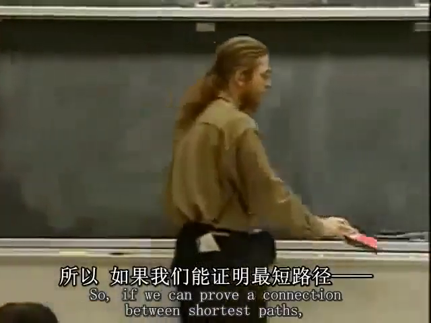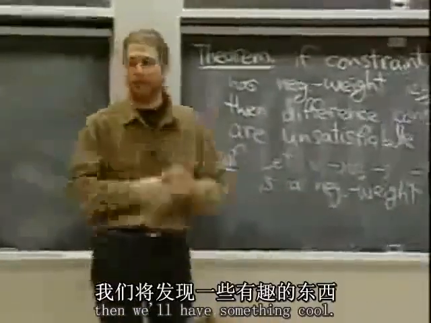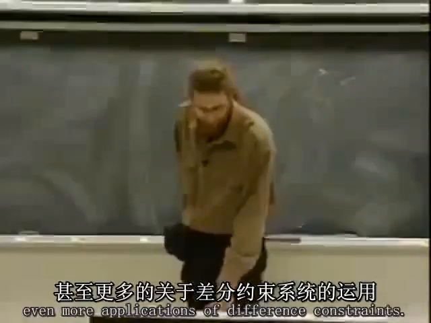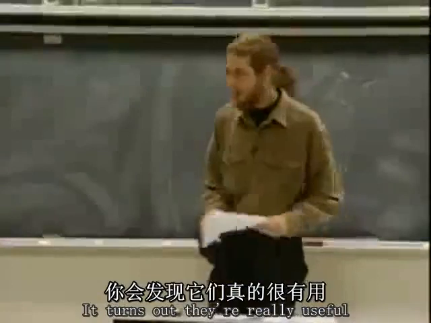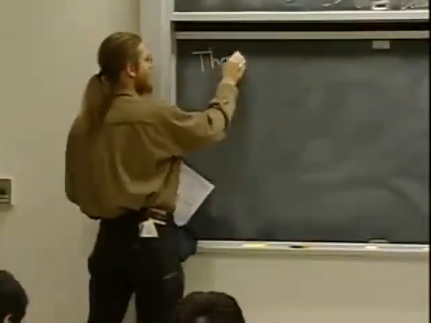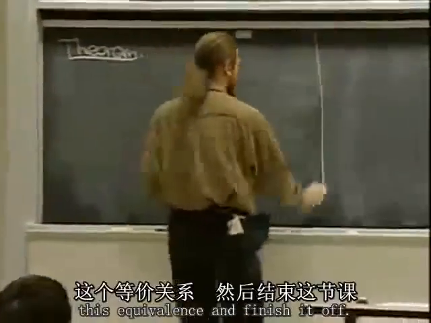So if we can prove a connection between shortest paths, which we know how to compute, and difference constraints, then we'll have something cool. And next class we'll see even more applications of difference constraints. Turns out they're really, really useful for all pairs shortest paths. But for now, let's just prove this equivalence, finish it off.